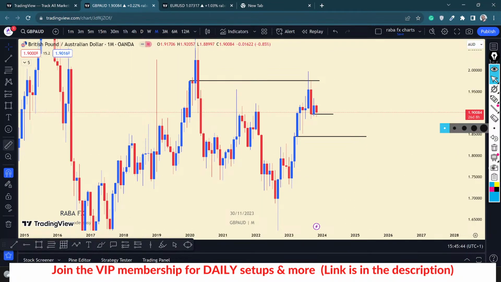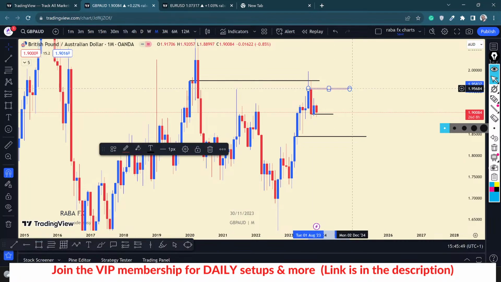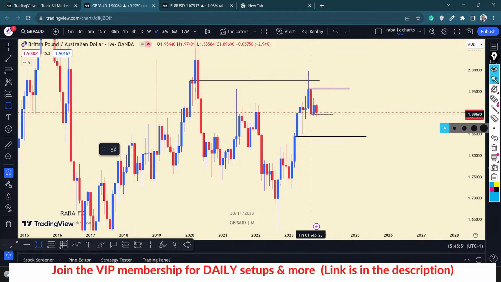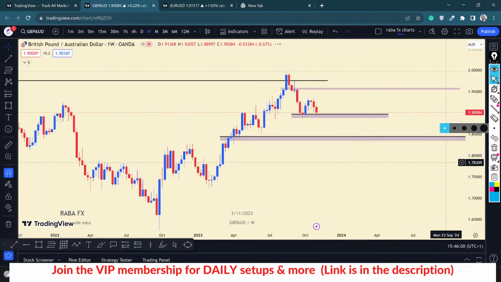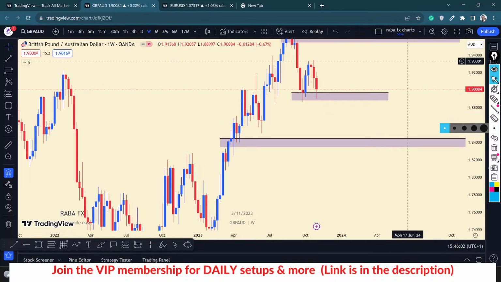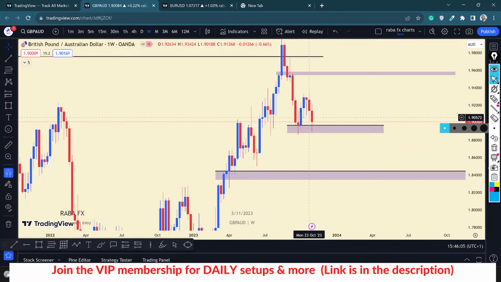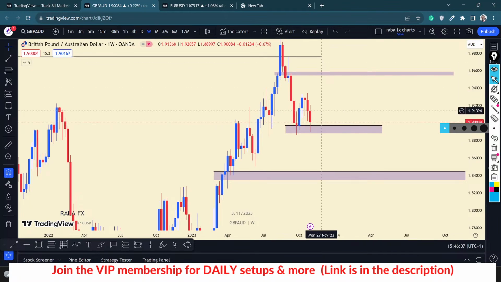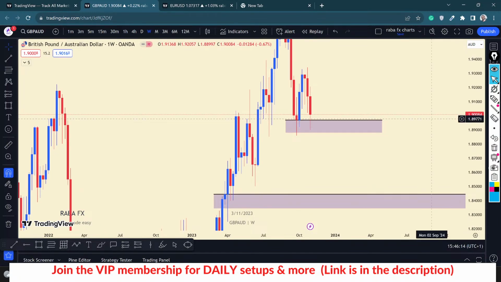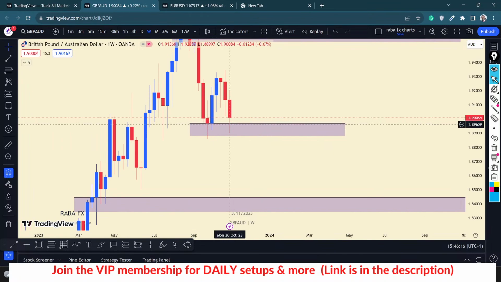Let me use a zone. Okay, let me use this monthly level. All right, these are the monthly levels here. Now on the weekly too is a strong area. So these are strong areas to look for buy. Why? Both monthly and weekly are at the same level. All right, so it makes sense to look for buy in here.